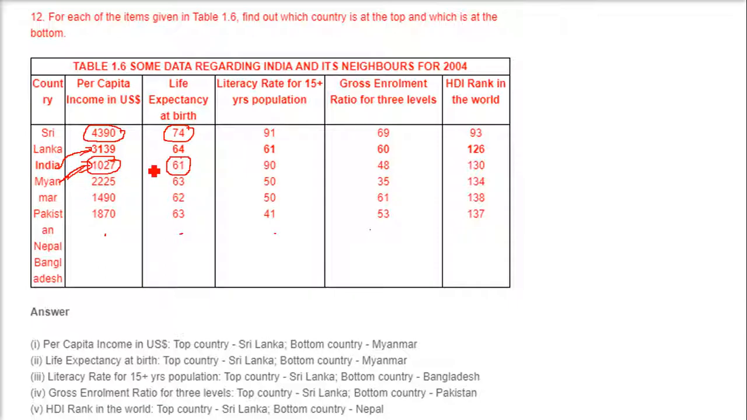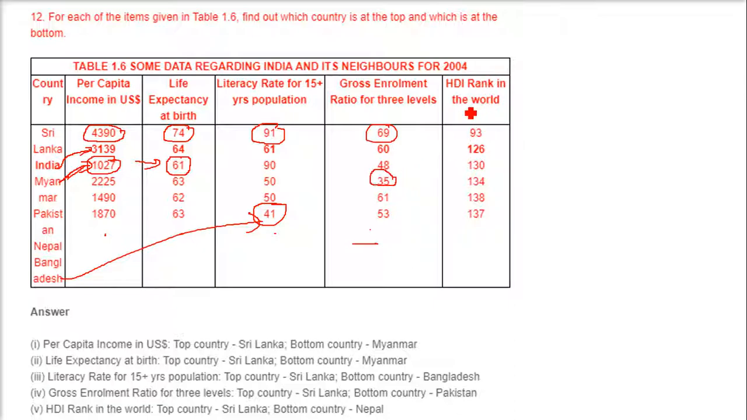Again, Myanmar, again, Burma. Now, literacy rate for 15 plus years population, top again is Sri Lanka, and bottom is Bangladesh. Gross enrollment ratio for 3 levels, that is the primary level of the schooling, secondary level of the schooling, and the higher level of the schooling. In this, the highest is again Sri Lanka, and the lowest is Pakistan. It's just 35.